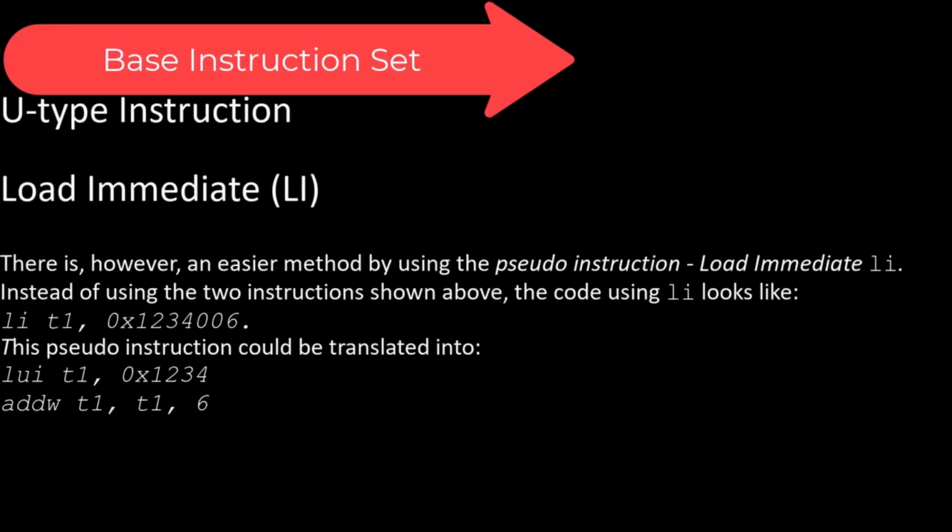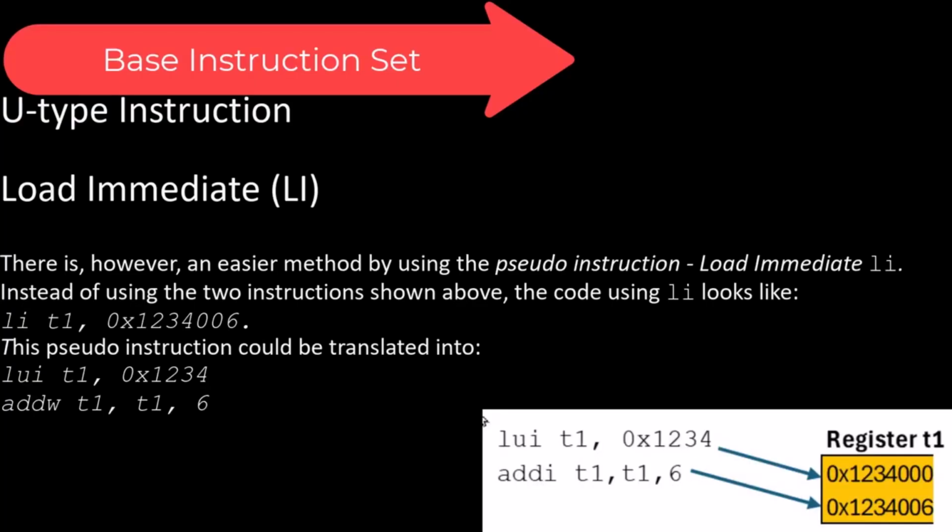Load immediate, LI. Instead of using the two instructions shown above, the code using LI looks like LI T1, hexadecimal 12340006. This pseudo instruction could be translated into LUI T1, hexadecimal 01234, ADDW T1, 6. Note that pseudo instructions are automatically translated by the assembler to one or more real machine instructions.